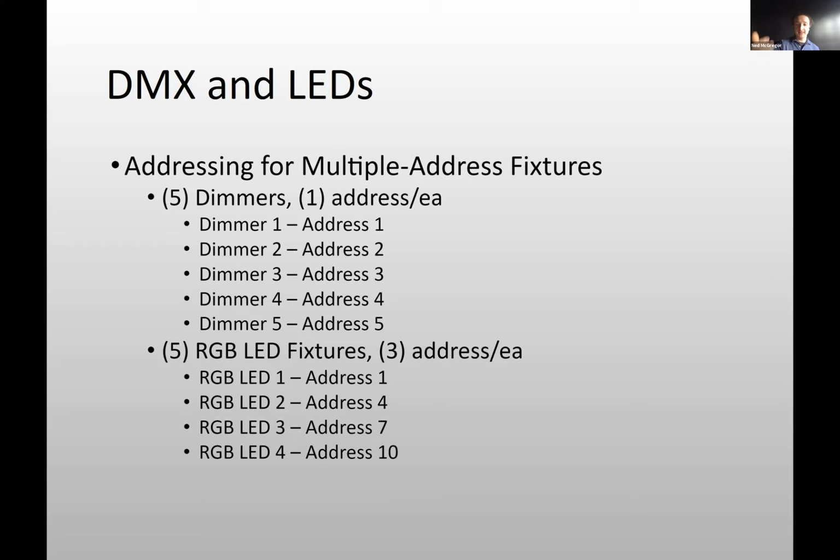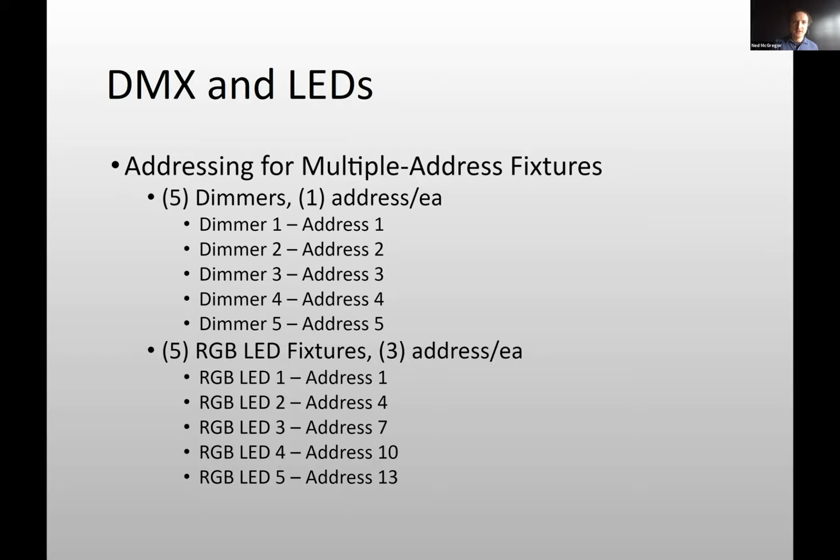7, 10, 13. I literally had to make this PowerPoint slide tell me those starting addresses because I cannot be counted on, especially at 8 o'clock in the morning on Saturday, but at all, to be able to do that math in my head quickly and not get the numbers wrong. So these numbers are right, I hope.